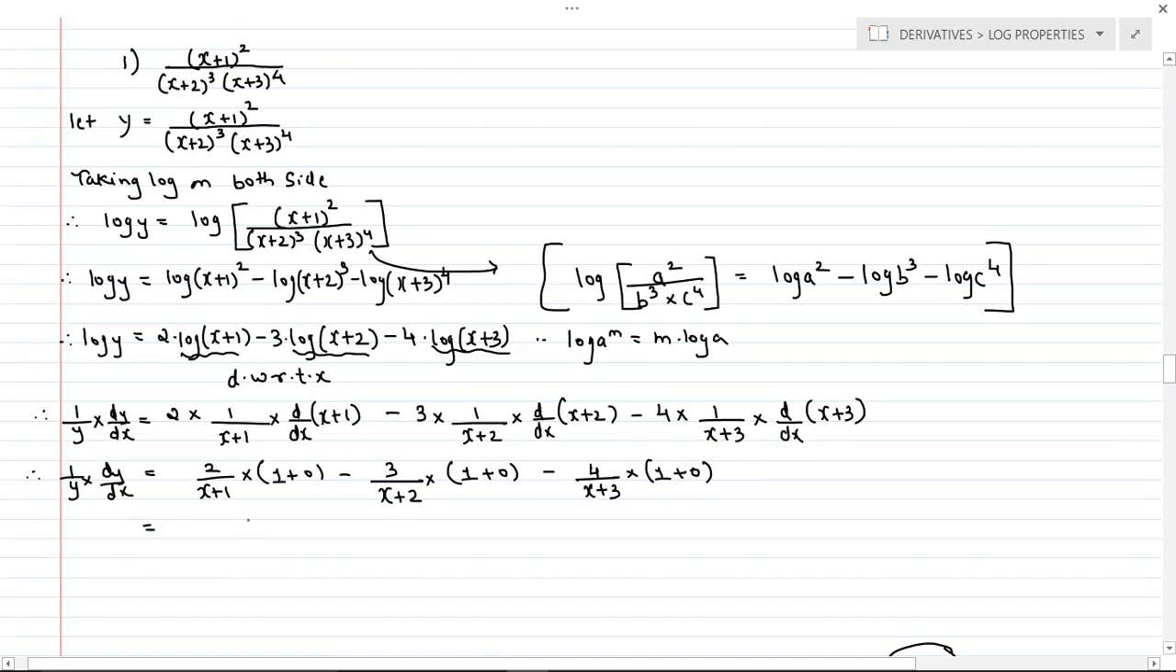So the final step, this will be what? 2 upon x plus 1. Here it will be 3 upon x plus 2. And here it will be 4 upon x plus 3. Yes or no? Because 1 plus 0 is 1. So 1 twos are 2. 1 plus 0 is 1. 1 threes are 3. 1 plus 0 is 1. 1 fours are 4.